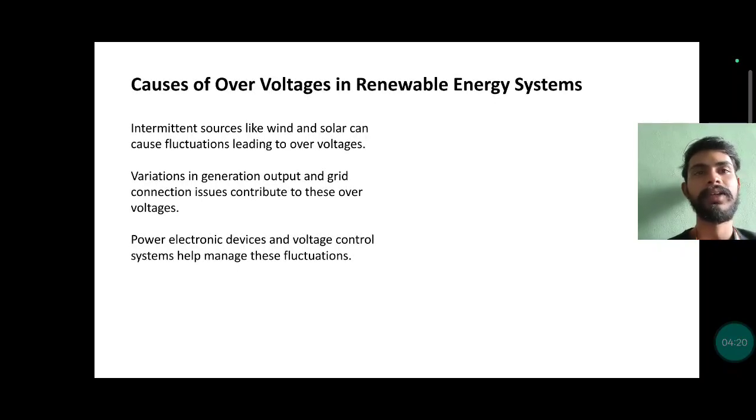The next one is causes of over voltages in renewable energy systems. Intermittent sources like wind and solar can cause fluctuations leading to over voltages. Variations in generation output and grid connection issues contribute to these over voltages. Power electronic devices and voltage control systems help manage these fluctuations.